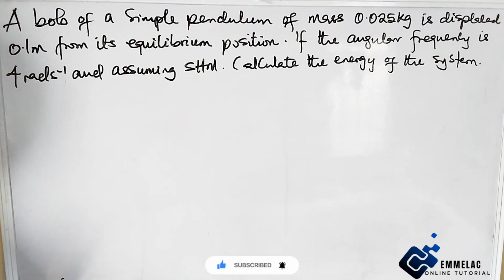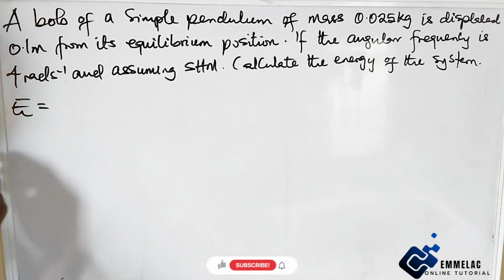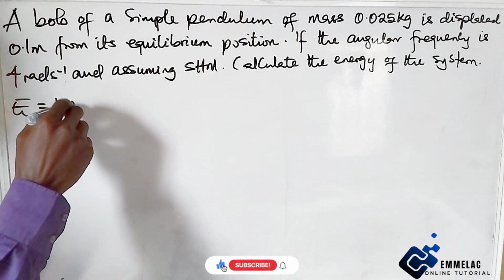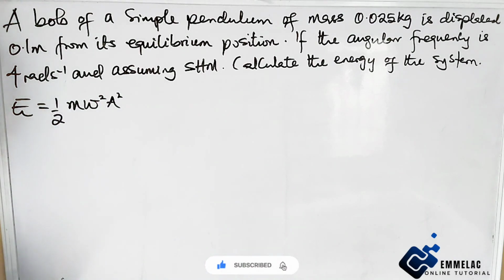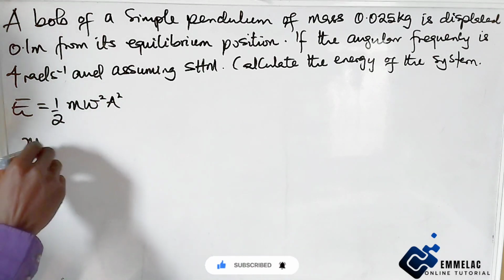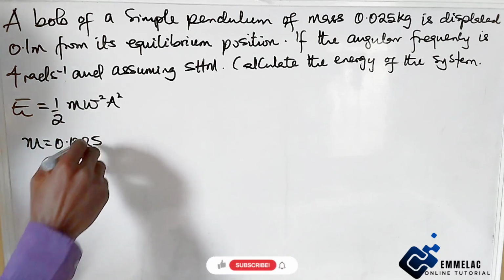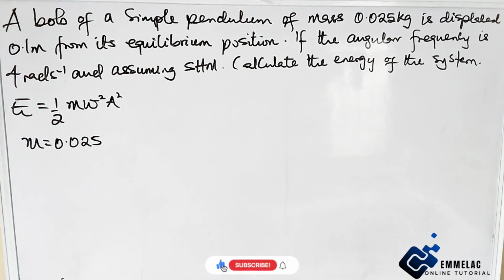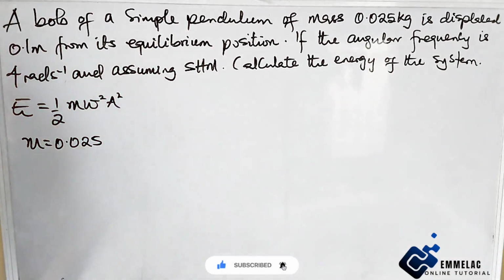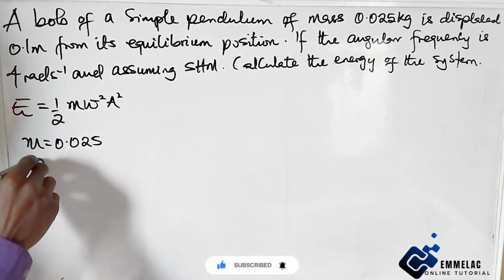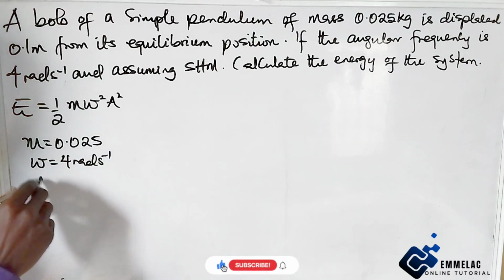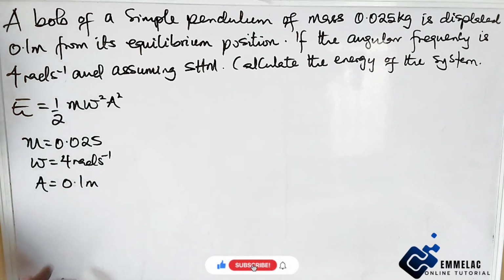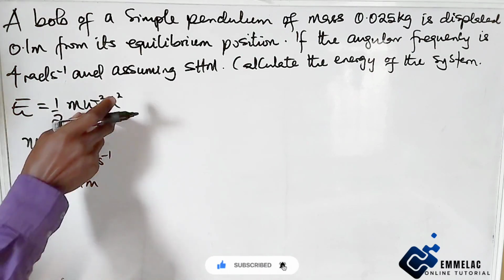Okay, let's recall that the energy of a simple harmonic motion is 1 over 2 the mass times the angular speed squared times the amplitude squared. We know that the mass here is given as 0.025, the angular speed is given as 4 radians per second, and the amplitude is given as 0.1 meter. Now I'm plugging in all these values into this.